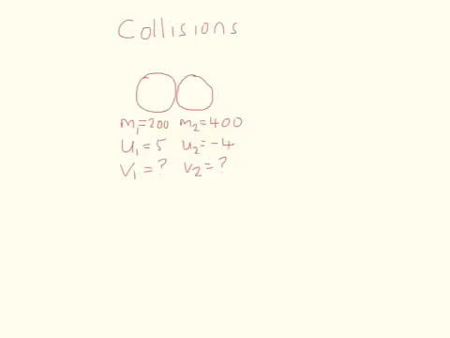This work on collisions uses the work that we did in M1 and extends it further. Here we have two particles. The mass of the first one is 200 grams and the mass of the second one is 400 grams. This particle is moving in this direction at 5 meters per second. This particle is moving in the opposite direction at 4 meters per second, so there's a minus sign.